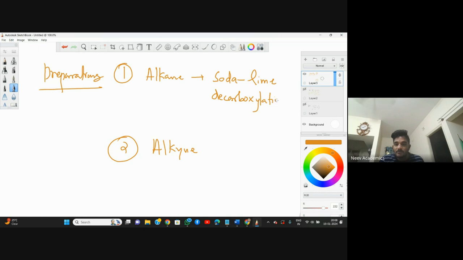It is used for the preparation of alkane, actually. Soda lime decarboxylation, I will explain that one more time. From the alkyne part, there is cyclic polymerization. These two are the important methods of preparation for benzene. There is one more, which I will tell you later because we are going to learn it in class 12, so I'm skipping it here. Otherwise, I would give you the reaction for sure. Let me finish these two.